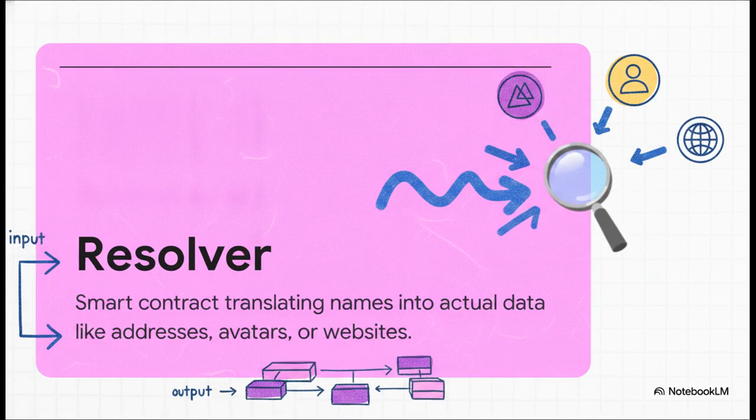Which brings us to the resolver. This is the smart contract that does the actual heavy lifting. It's basically the translator. When someone looks up your name, the registry says, hey, go talk to this specific resolver. And then the resolver runs out and fetches the actual machine data linked to your name. That could be returning your Ethereum address so you can get paid, or fetching your avatar profile picture, or even loading up a fully decentralized website hosted on IPFS.